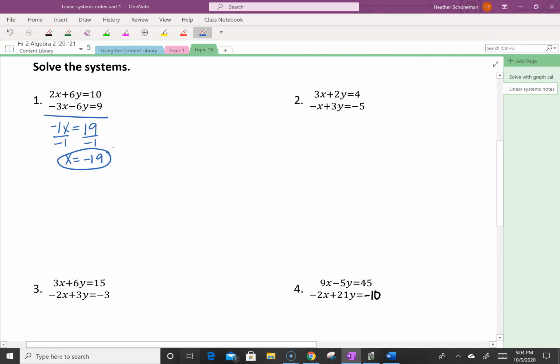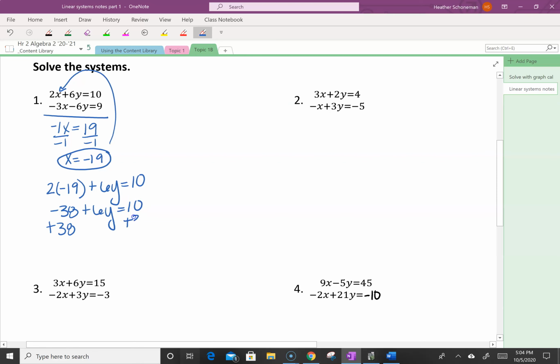All right, now that we know that, now we can find our y. So we're going to take this negative 19 and plug it in for x, and you can plug it into either one. It doesn't matter. So I'm going to do it in the first one. So I'm going to take 2 times negative 19. I plugged it in here because that is an x. Okay, plus 6y equals 10. So I get negative 38 plus 6y equals 10.